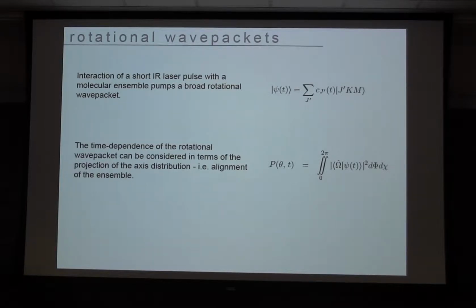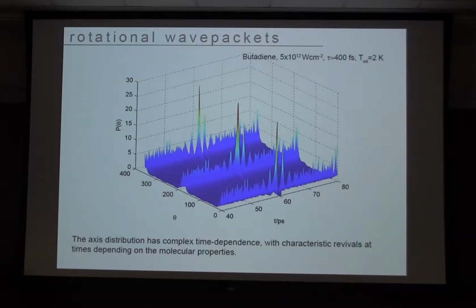So in this case I'm going to be talking about just preparing a broad rotational wave packet with an infrared pulse, so the normal kind of impulsive alignment techniques that one would think about. And I'm going to mostly be considering the rotational wave packet just in terms of the axis distribution, so essentially the projection of this wave packet we prepare onto some spatial axes. So that's going to be used to define the alignment of our ensemble of molecules.